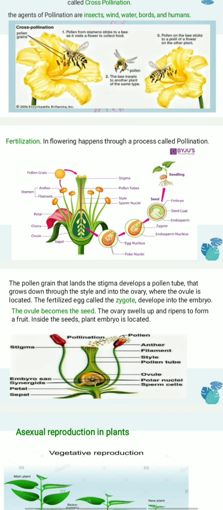The fertilized egg, called the zygote, develops into the embryo. The ovule becomes the seed. The ovary swells up and ripens to form a fruit. Inside the seed, the plant embryo is located.